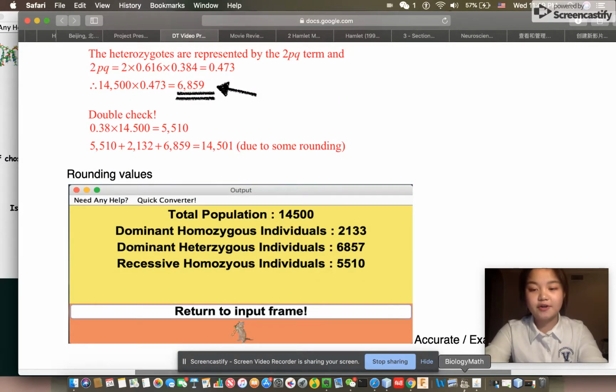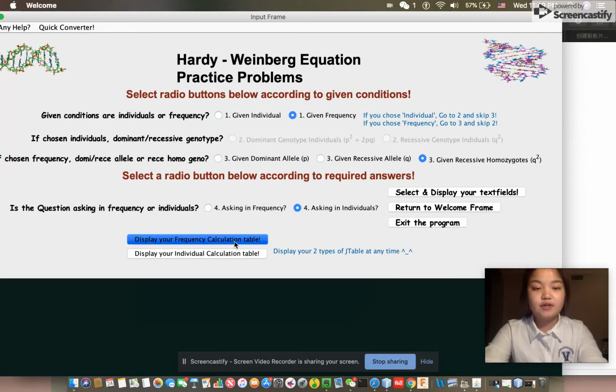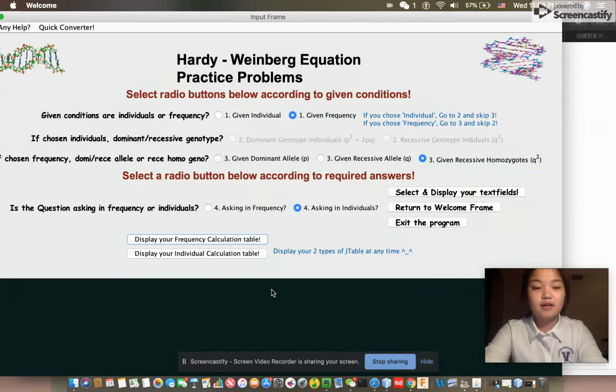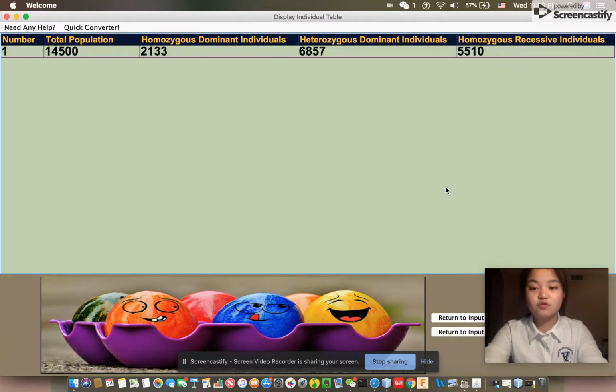And now I go back and display the table here. So we did put in the data for the frequency, so we can now get the data. But for individual data, you can see the data here. That's just the one we did there, and we can go back and continue to add.